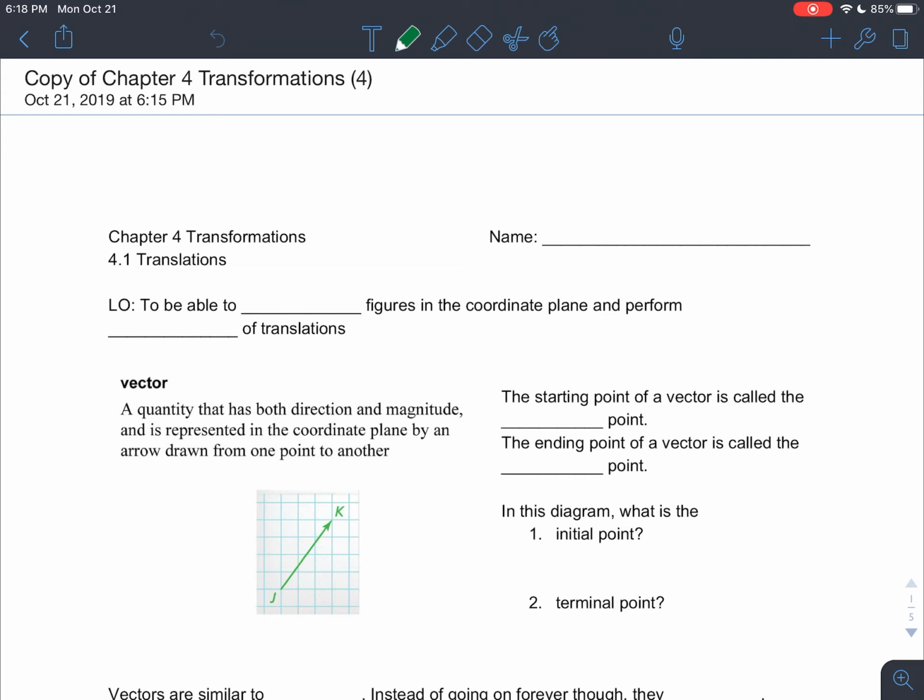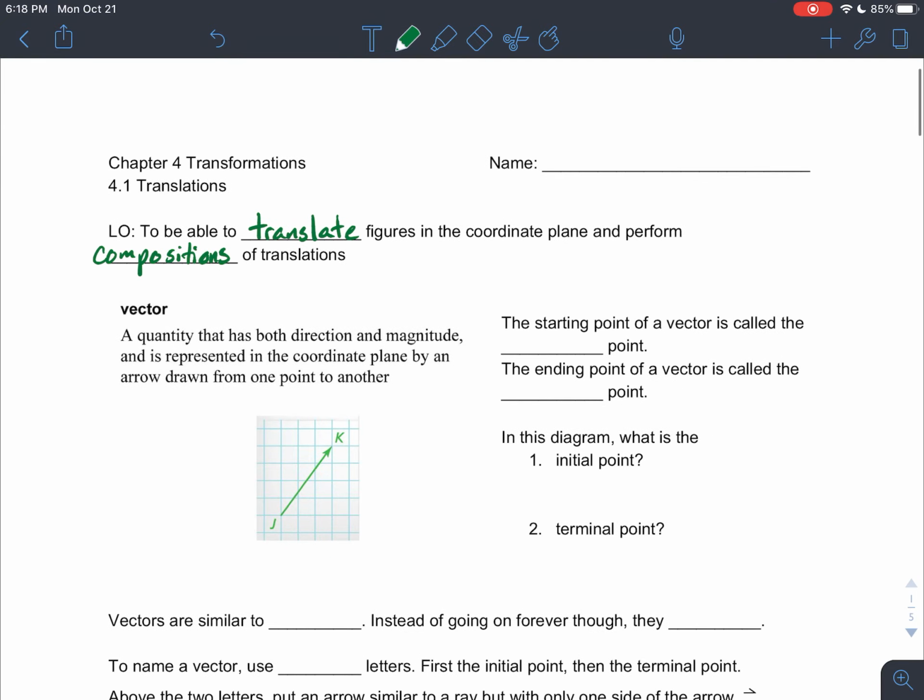So our learning objective is to be able to translate figures in the coordinate plane and perform compositions of translations. So before we jump into translations themselves, let's look at vectors.